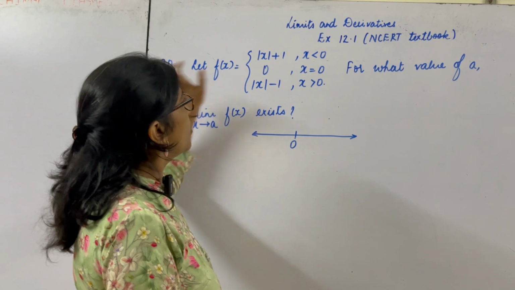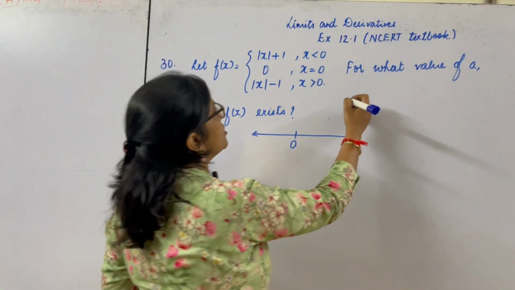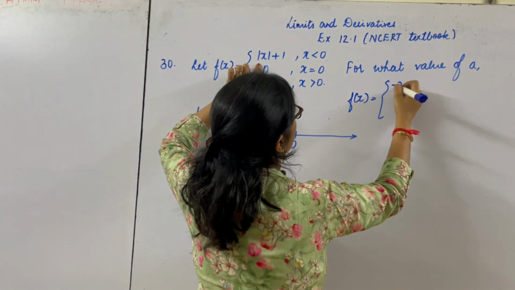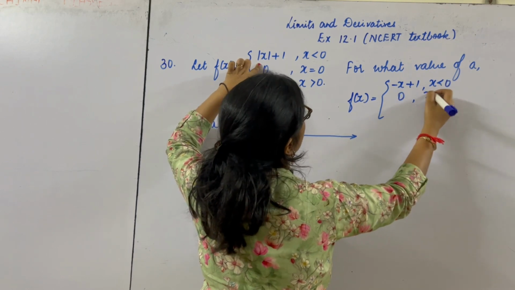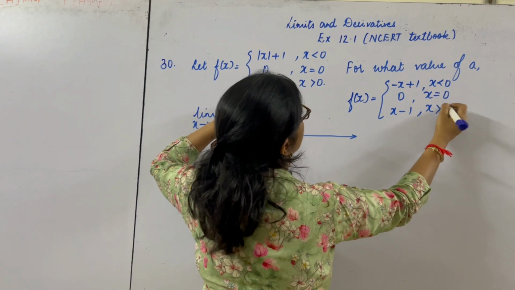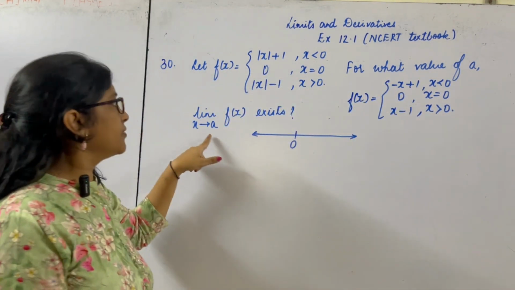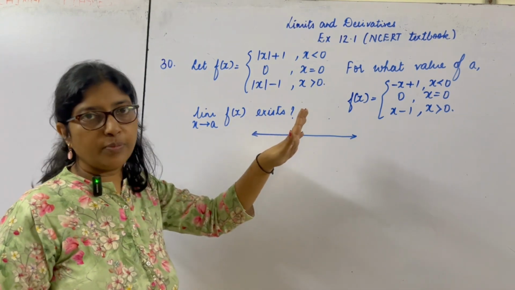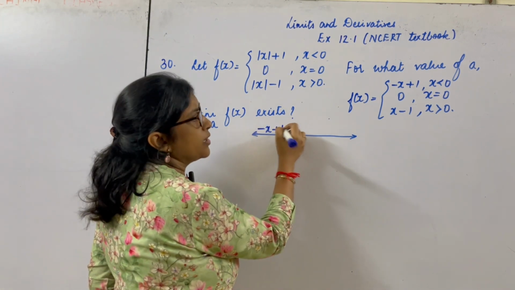In this question, once again we have modulus x. So let's first redefine the function. The function will become, for x less than 0, we know modulus x is negative, so minus x. For x greater than 0 it is going to be x. Now the question is, for what values of a does the limit of the function exist. So the critical point being 0, let us find it at 0.